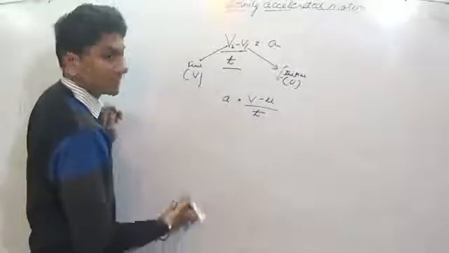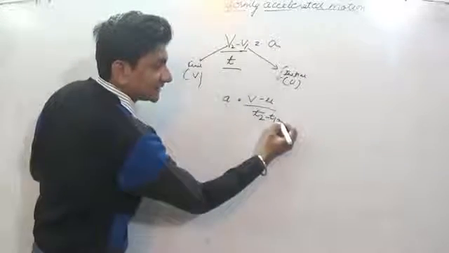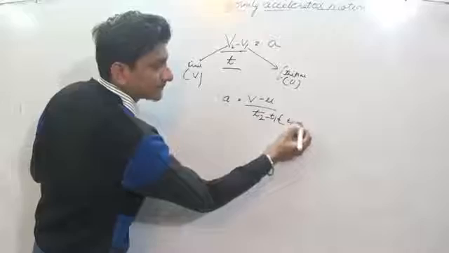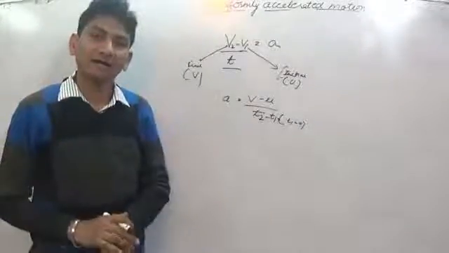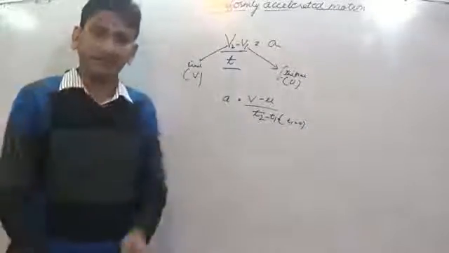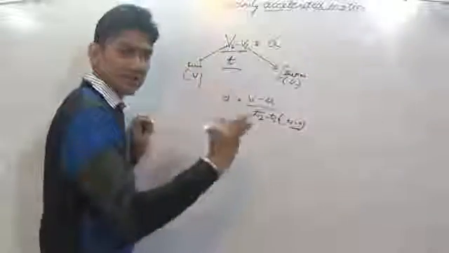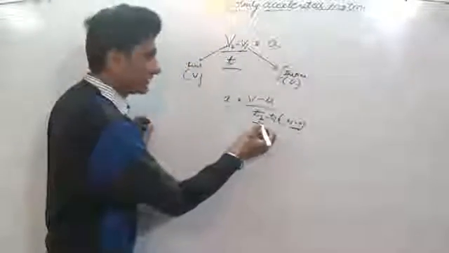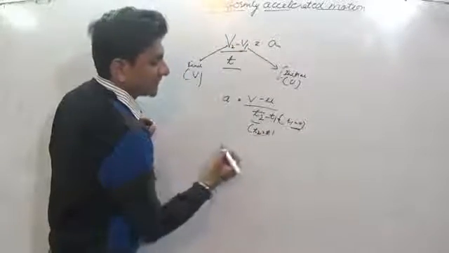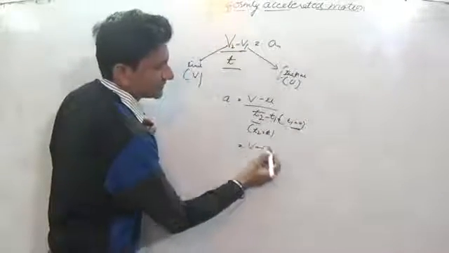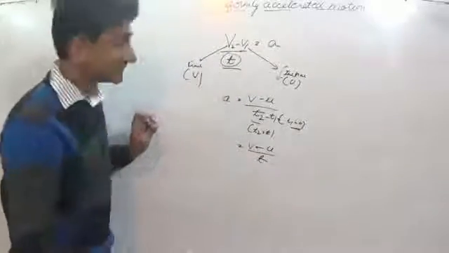Now what is T? T is T2 minus T1. If we consider T1 is equal to 0, why? We consider that T1 is that particular time when the motion actually started. Let us assume T1 will be the 0th second. T2 will be the final time. Let us take T2 is equal to T. It becomes V minus U upon T. I just explained how this T is arrived, nothing else.